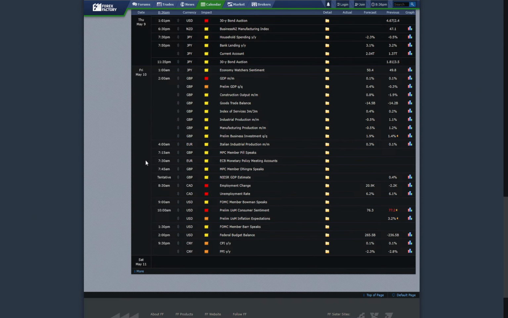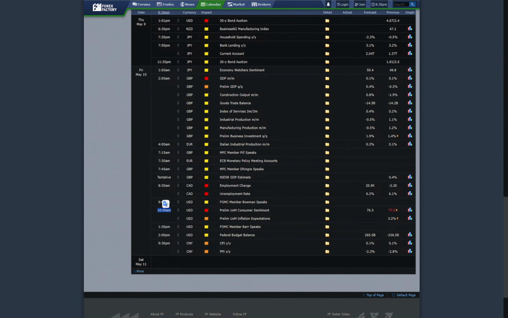Friday, we have three different red folders. Starting off at the beginning of the London session, we have GBP Red Folder News. We have CAD, Canadian, at 8:30 a.m. New York session time, followed by USD, 10 a.m. New York session time. Awesome.